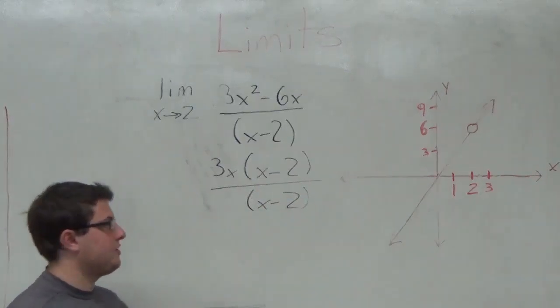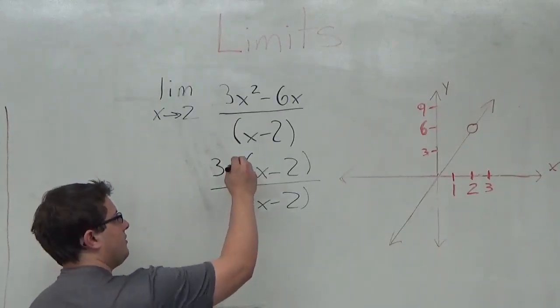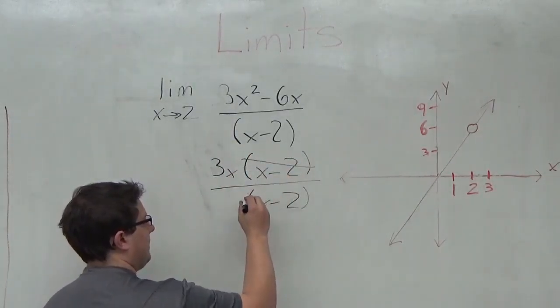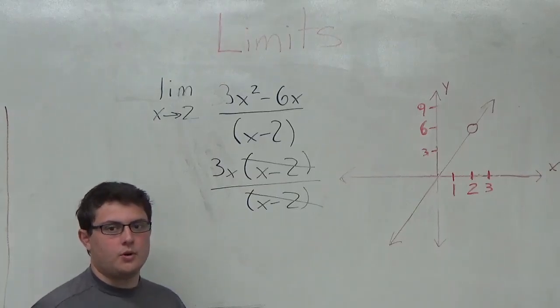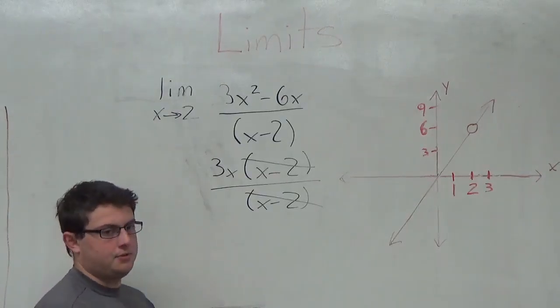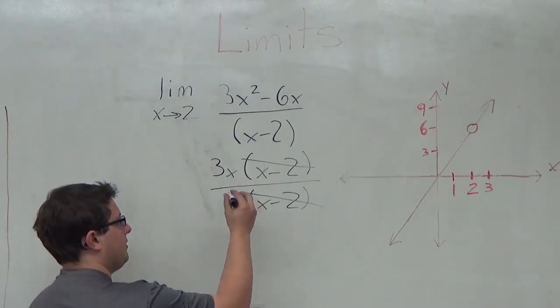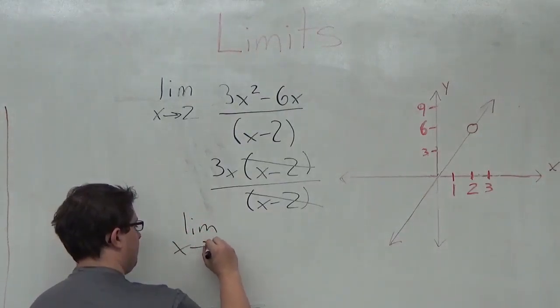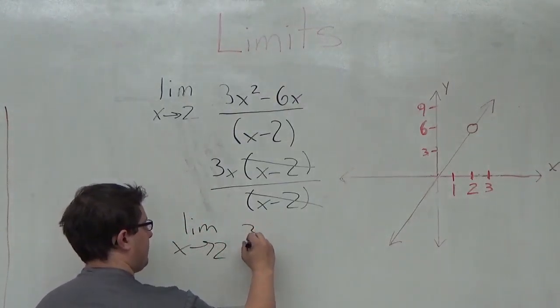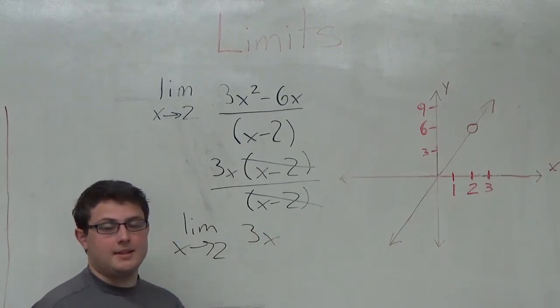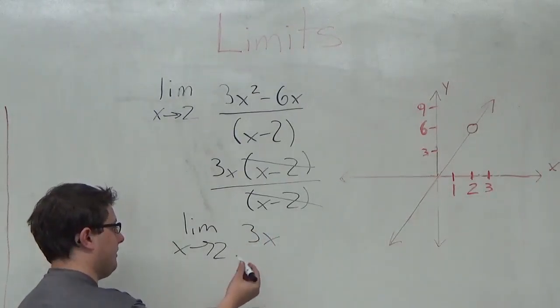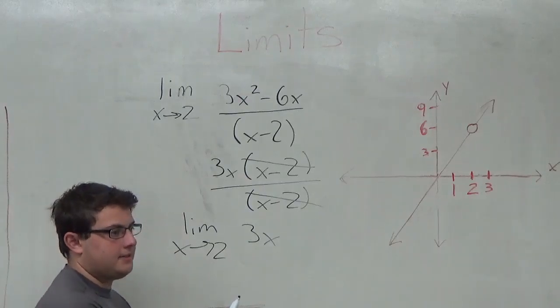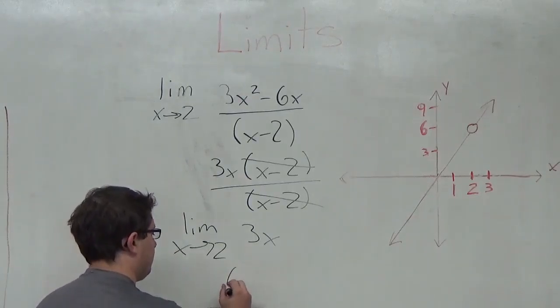And now I can just simplify this and divide. So x minus 2 divided by x minus 2 is equal to 1, except where x equals 2. So now we just get the limit as x approaches 2 of 3x, which is the same thing as the first problem. So the limit of 3x as x approaches 2 is 6.